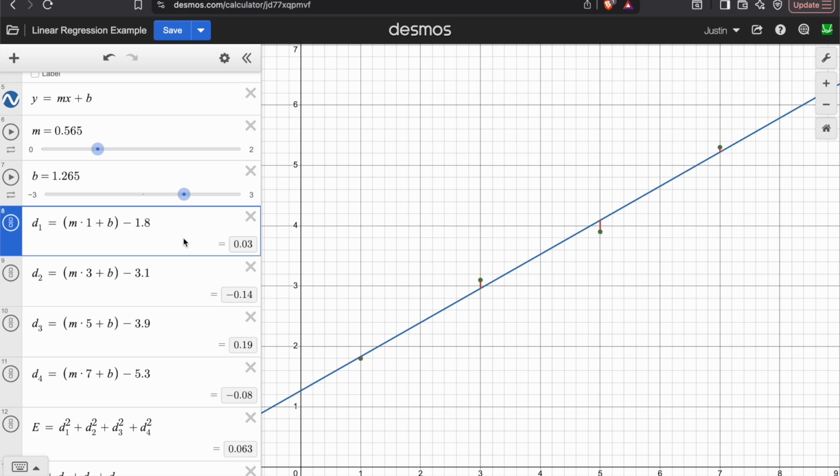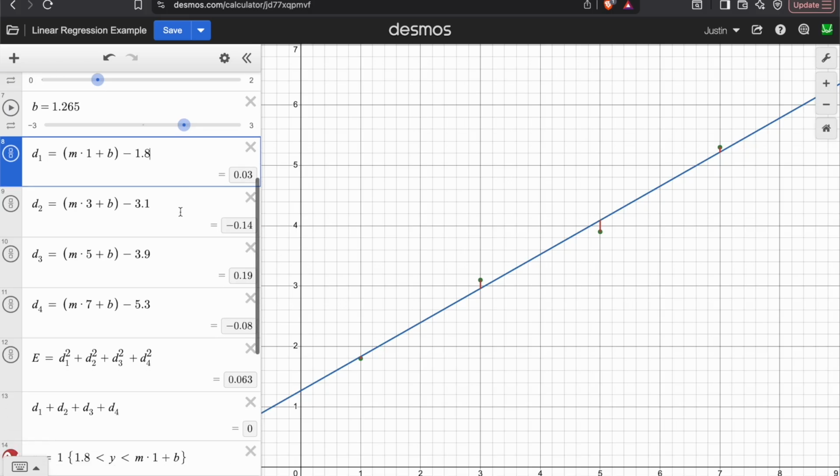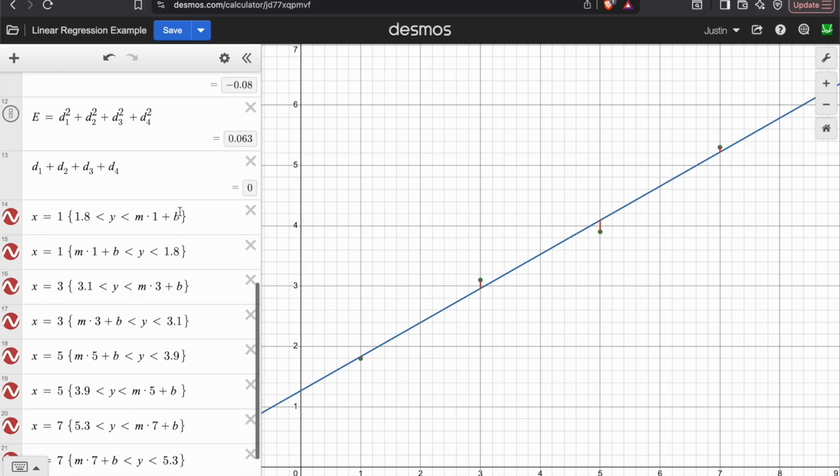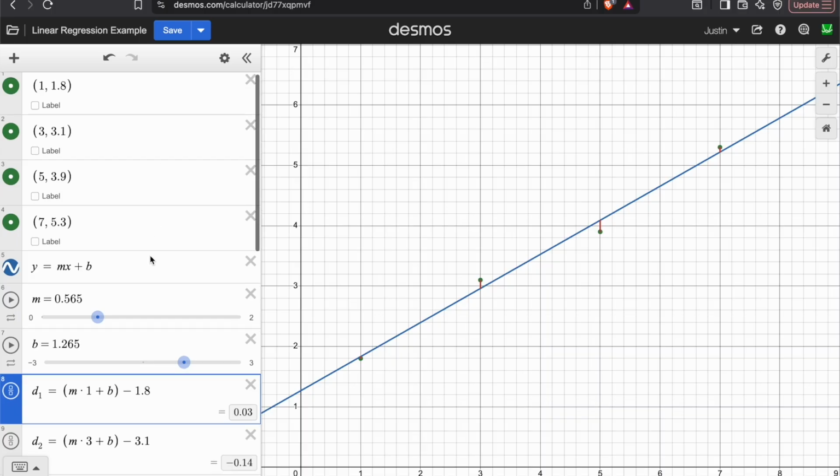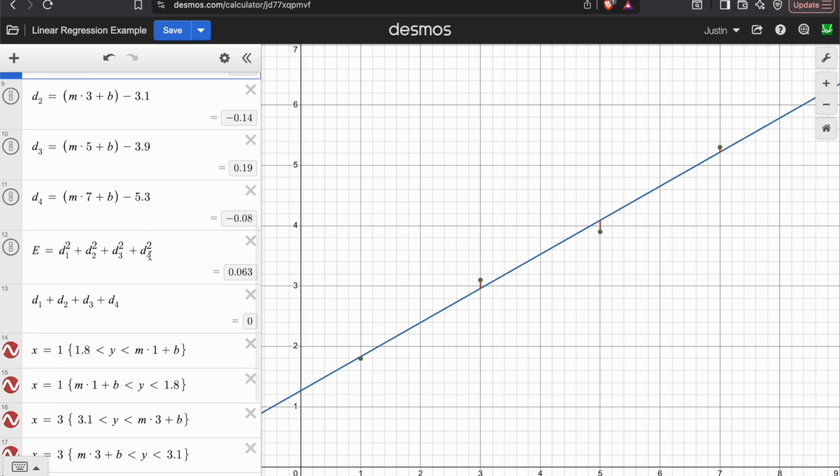The problem is, this could be so difficult to do, and I do not want you guys to do this on Desmos. Like, please don't do this. This is way more than what we're ready for in our class.